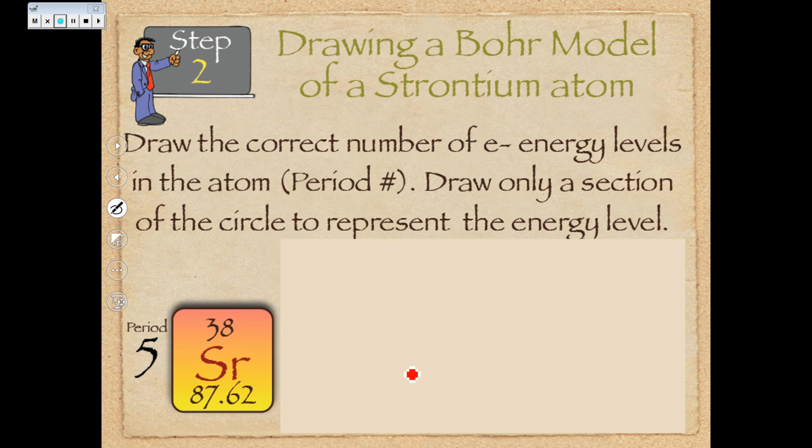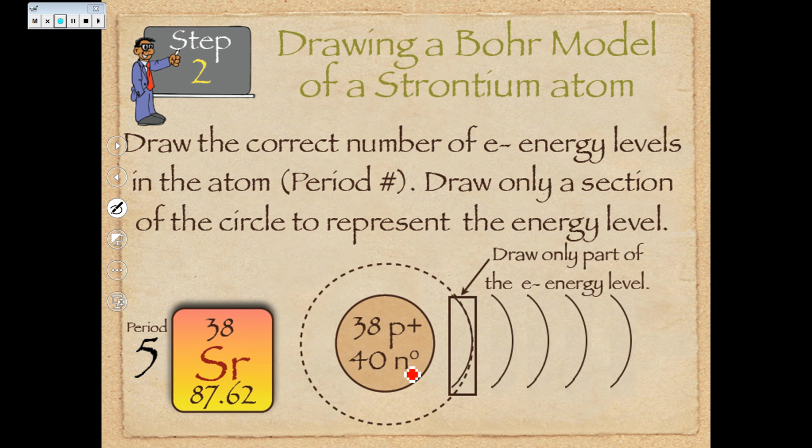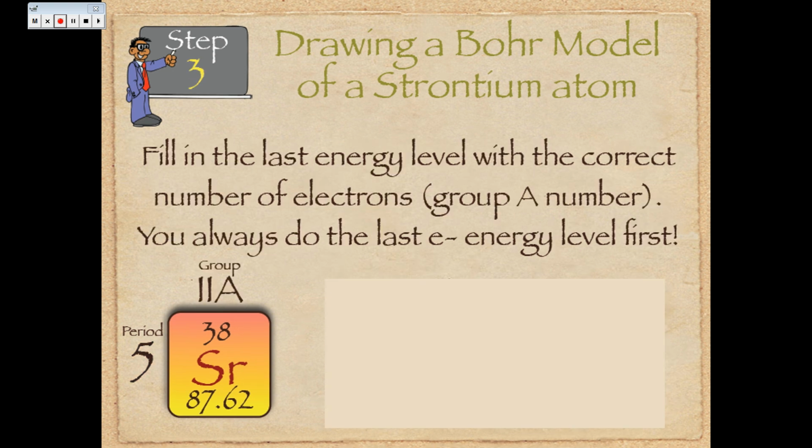Step 2, you're going to draw the number of energy levels of that atom based on its period number. Draw only a section of the circle to represent the energy level. So strontium is in period 5. So you are going to draw 5 circles, or you can just draw semicircles to represent the portion of the full circle that represents the number of energy levels of strontium. Again, the number 5 comes from period 5 that strontium is in.